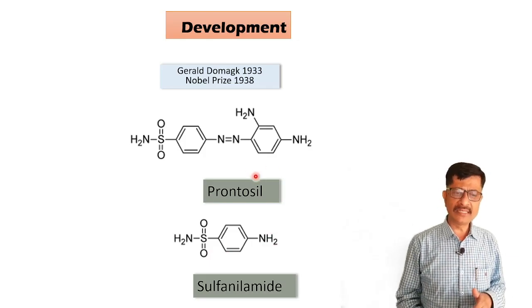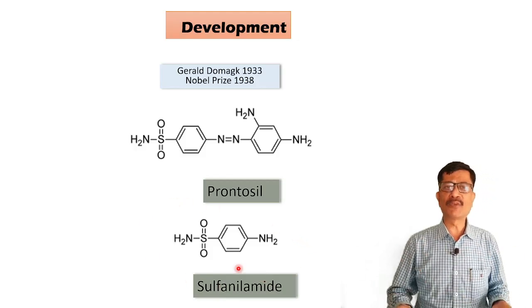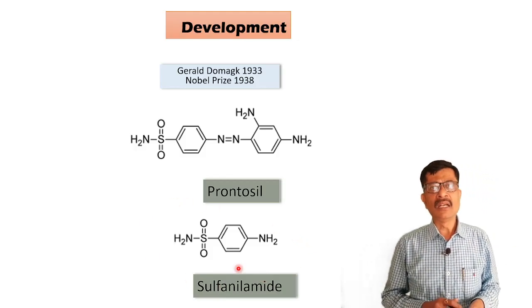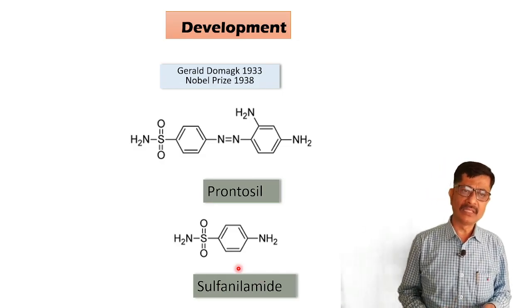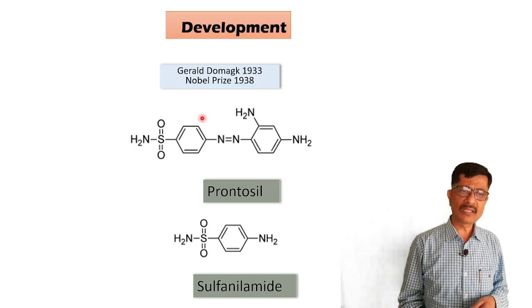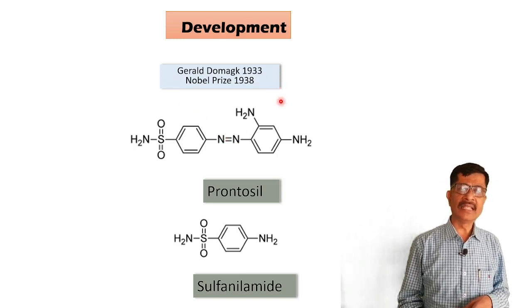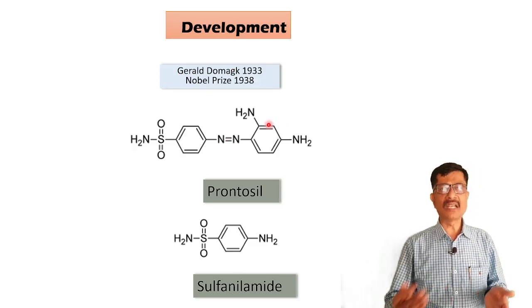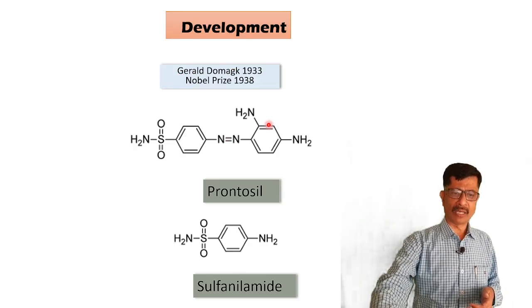So this was an observation, and after that various different classes of sulfonamides as antibacterials were developed, and for this work Gerhard Domagk received the Nobel Prize in 1938. So this is how antibacterial sulfonamides were developed.